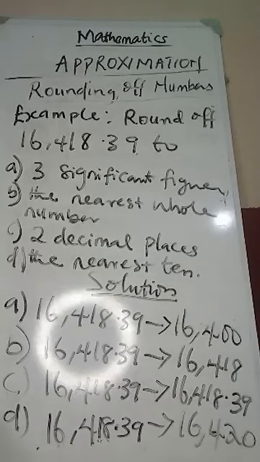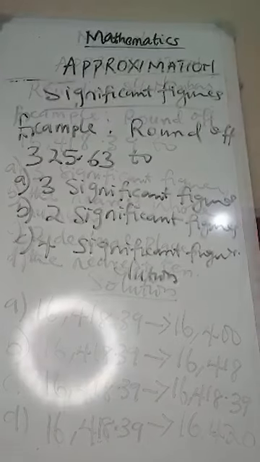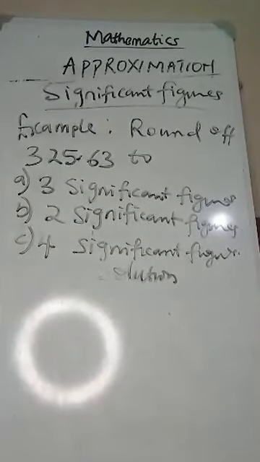If there is any question, you can ask in the comment section. We have another example on the board. Round off 325.63 to A, three significant figures, B, two significant figures, C, four significant figures.